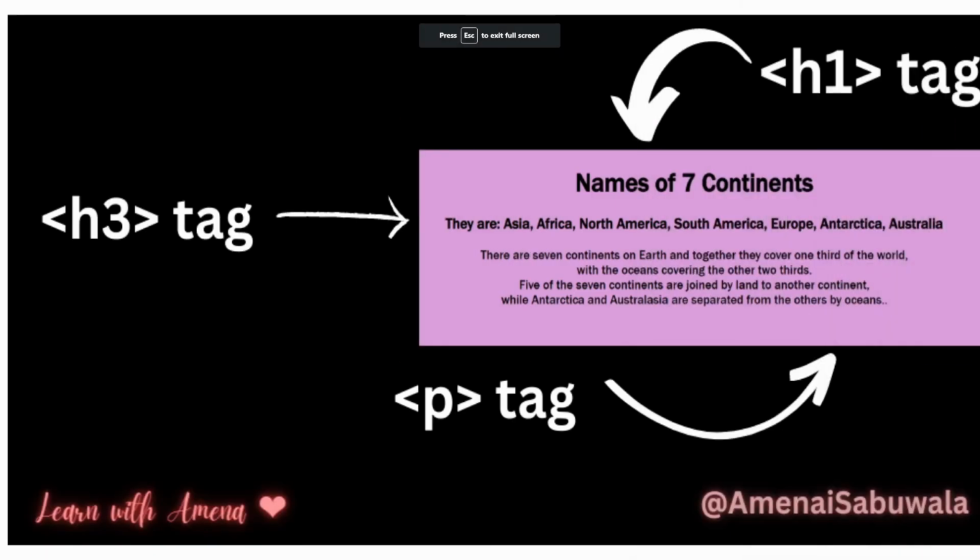Now the main thing arrives. I want to give you a quick challenge. If you can make this type of layout, just the layout, no need to add any colors or fonts, just make this layout. Like this one is the H1 tag, H3 tag and P tag. You just need to make this type of layout. Just do it in the web page. It's so easy to do. Pause the video and do it.